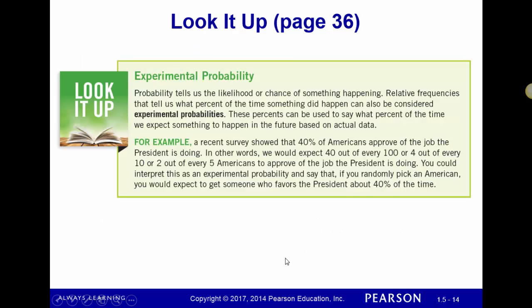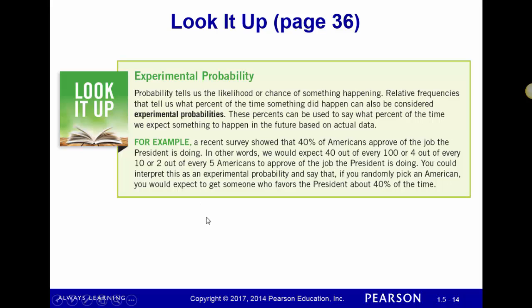So experimental probability tells us the likelihood or the chance of something happening. Relative frequencies tell us the percent of the time something did happen, and these can also be called experimental or empirical probabilities. These are percents that can be used to say what percent of the time we expect something to happen. And this is where we have to actually collect the data to give us the answer. Next week we'll learn about theoretical probability, like rolling a die or drawing a card from a card deck, where we don't have to actually do an experiment or a trial to get the relative frequencies.